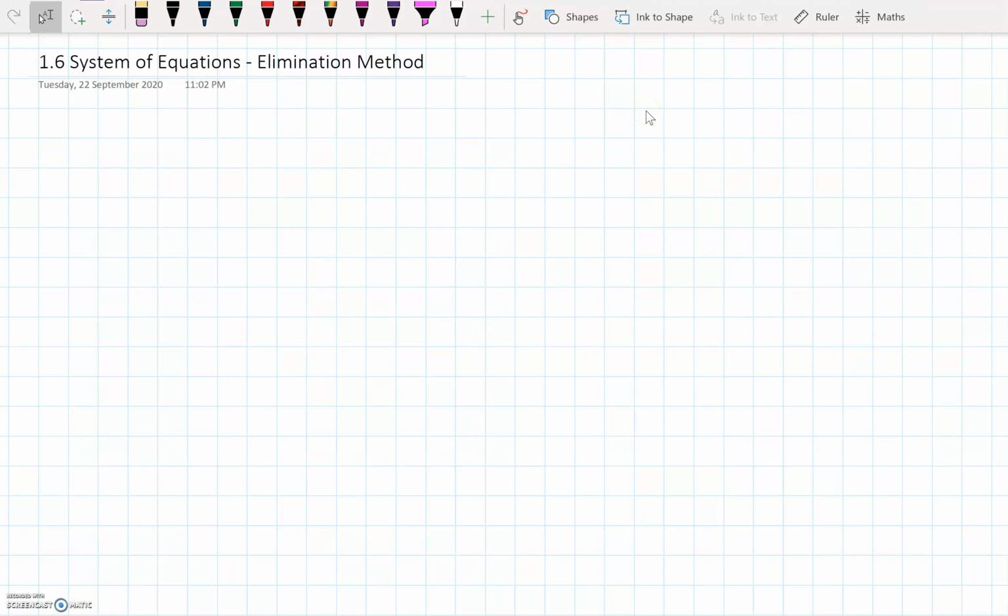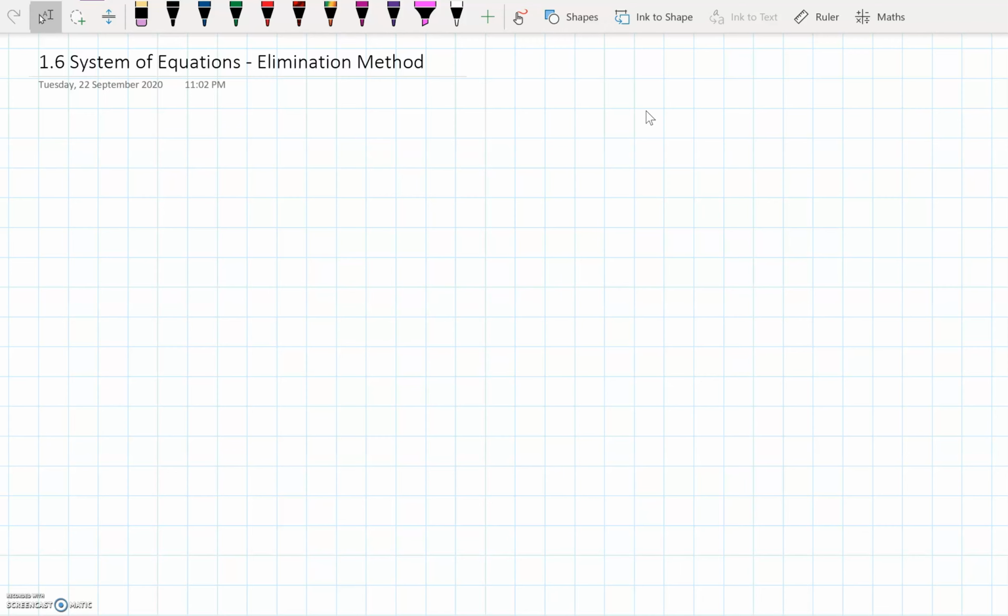Okay, in the last video we looked at solving a system of equations using the substitution method, where we substituted something in. I'm going to show you now what we call the elimination method. Now, to eliminate something means to remove something or to get rid of something. And in this case, what we want to eliminate is a variable. Okay, so we'll start with an example.